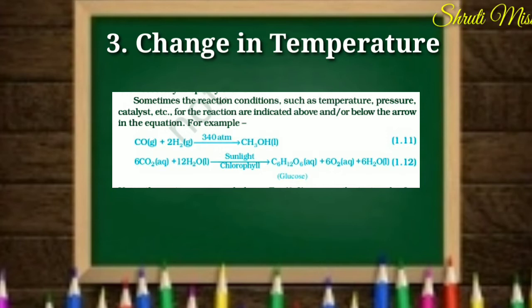Similarly, the second reaction, 6CO2 which is in aqueous form plus 6H2O, will make C6H12O6 plus 6O2 in the presence of sunlight and chlorophyll. Okay, so this is the condition of change in temperature, pressure and catalyst.